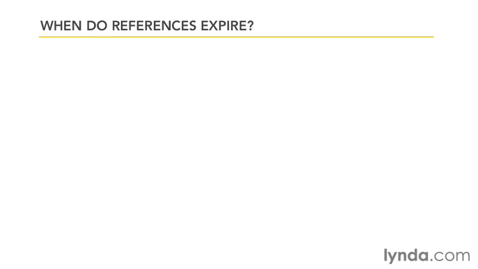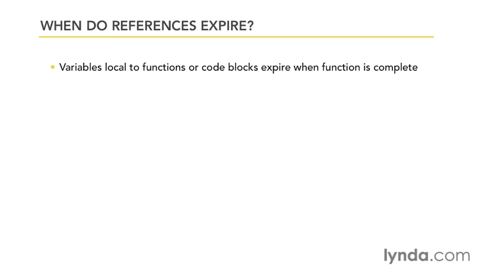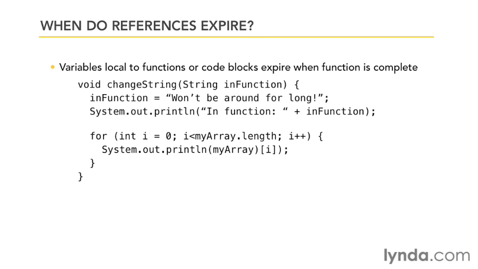So when do references expire? There are two models that you can look at. First of all, when you declare a variable that's local to a function or to a code block, as soon as the function or code block is done executing, that variable is no longer available to you, and so it has expired and is eligible for garbage collection. Within this function, there are two scopes. Variables declared directly within the function are available as long as the function is executing. So the variable in function would be available until the function is done, and then it would expire.